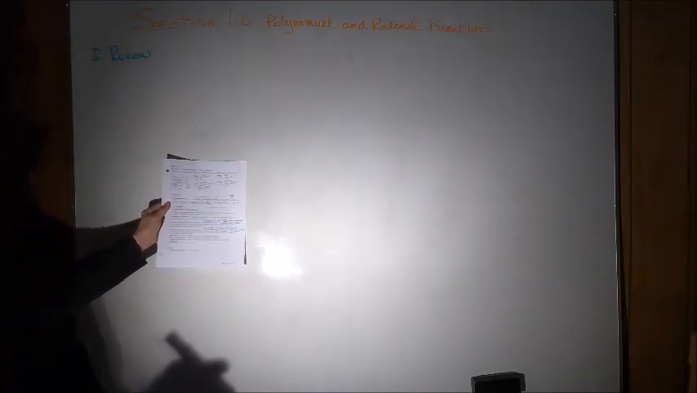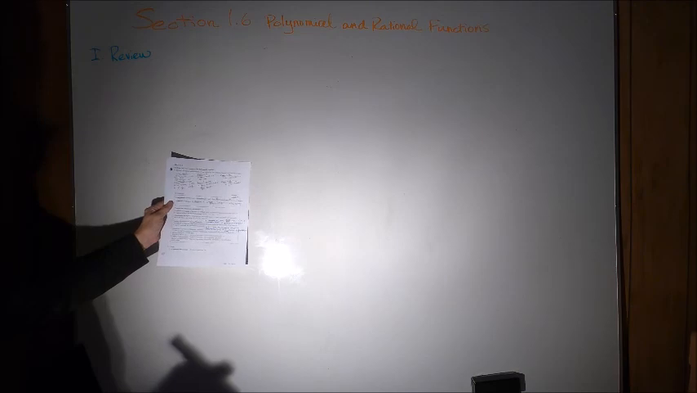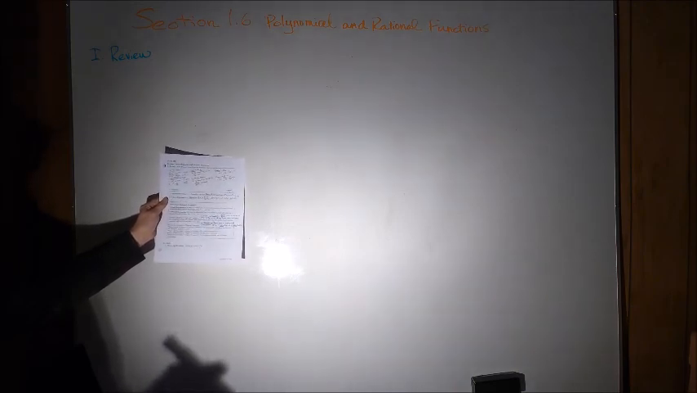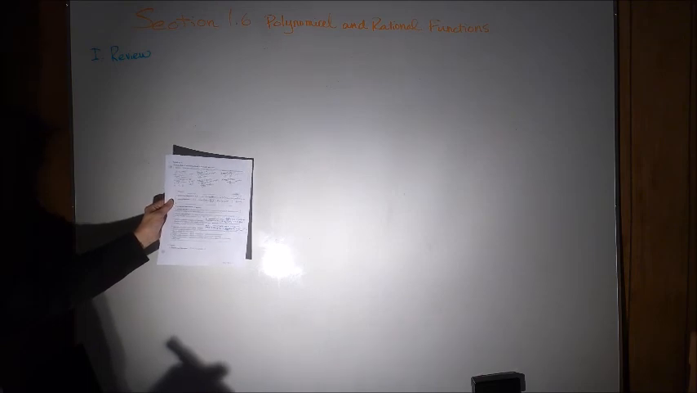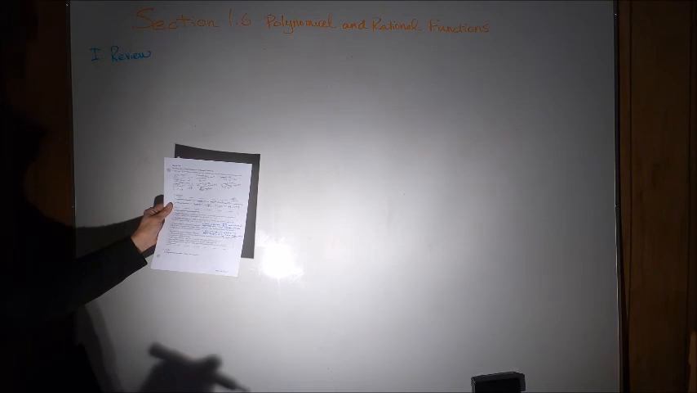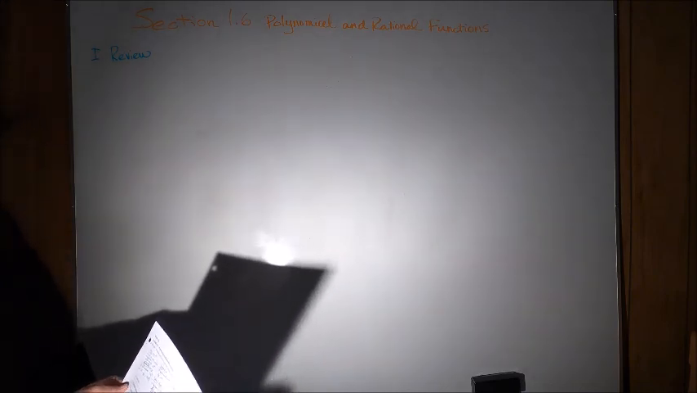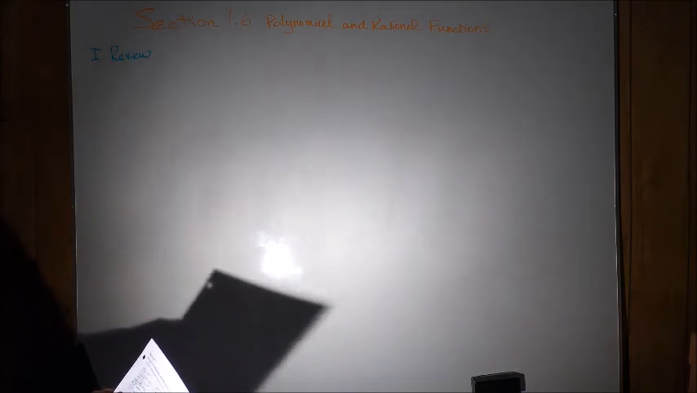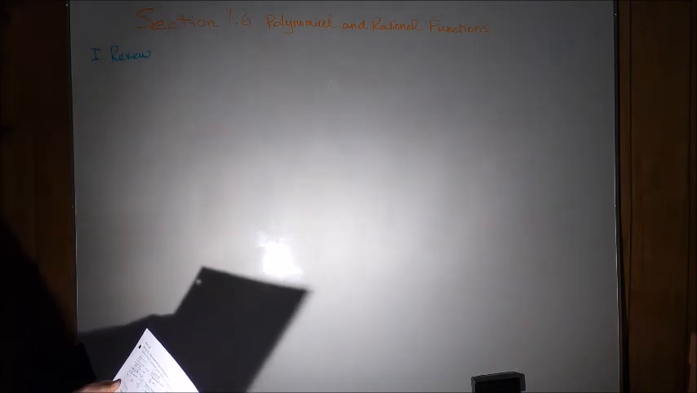Okay, we are on section 1.6, page 9 on your notes. And we are going to talk about polynomial and rational functions. This portion, we are still doing the review from your 154 class.